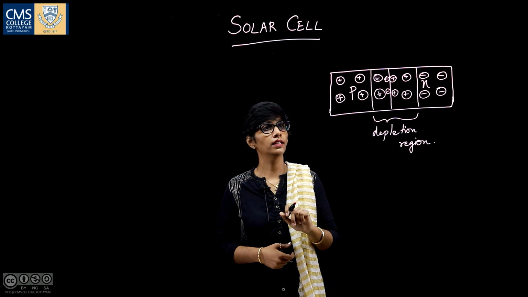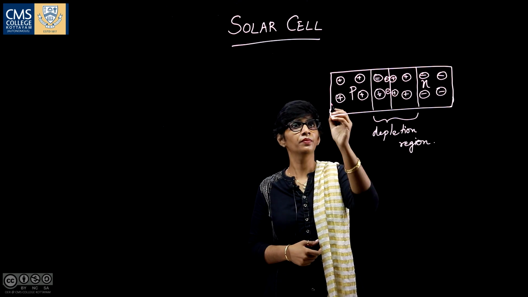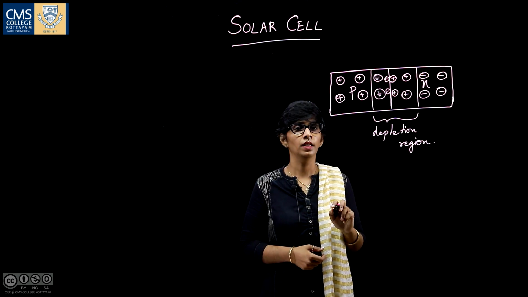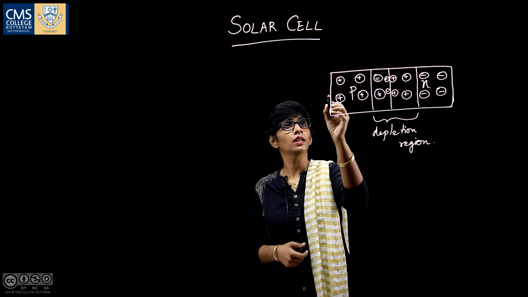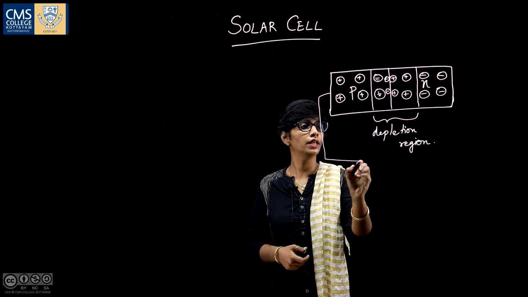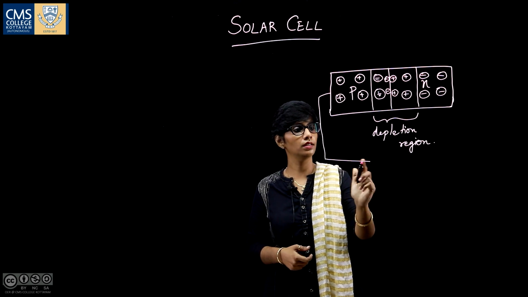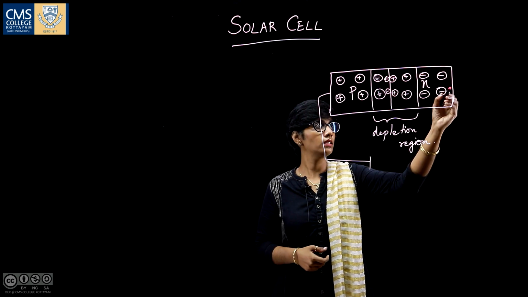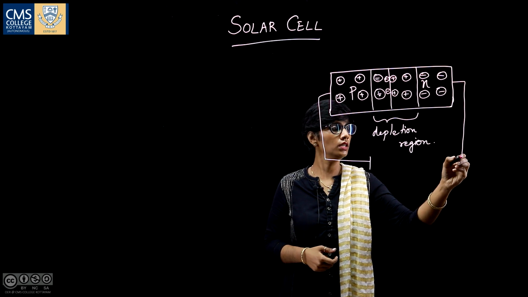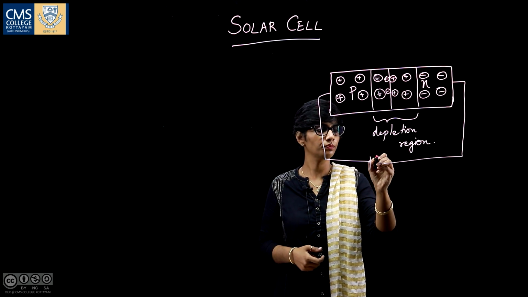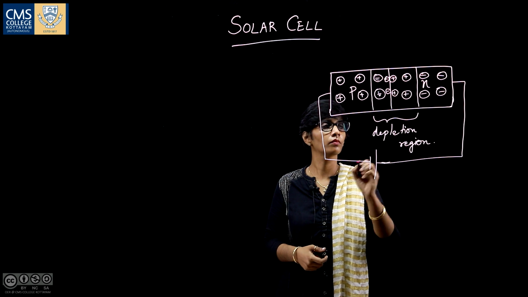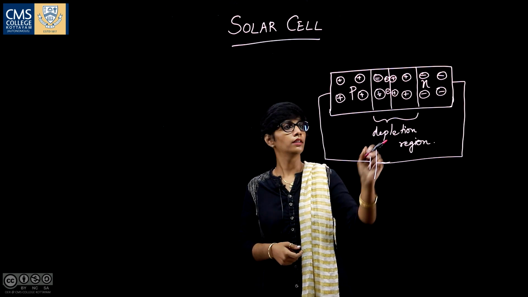Now, in the case of a solar cell, we give a reverse bias. So, what is reverse bias? Reverse bias means the P-type is connected to the negative terminal of the battery and the N-type is connected to the positive side of the battery. So, this is called reverse biasing.